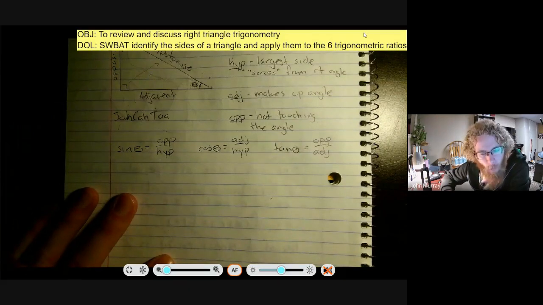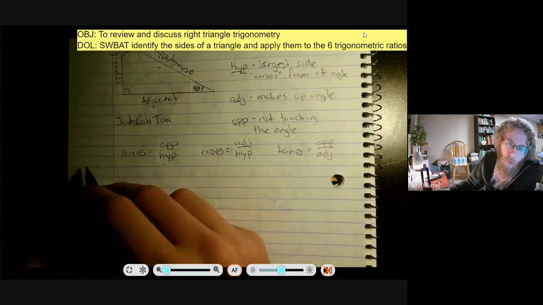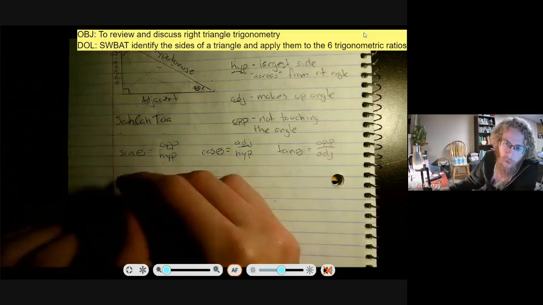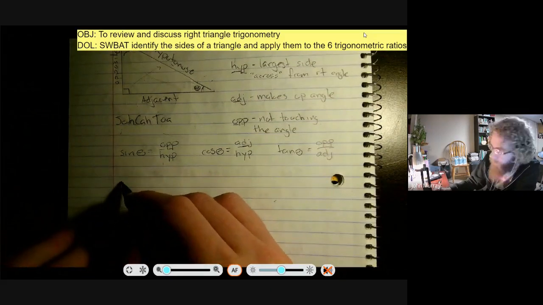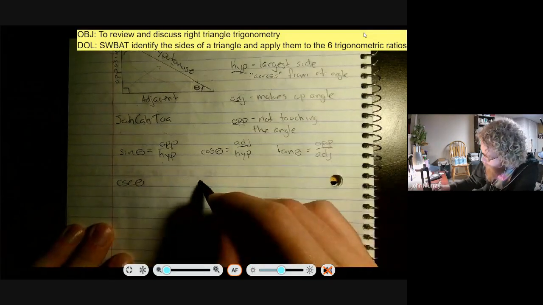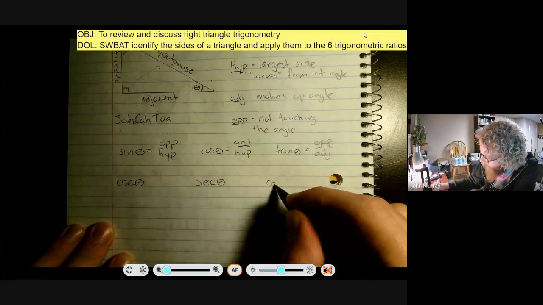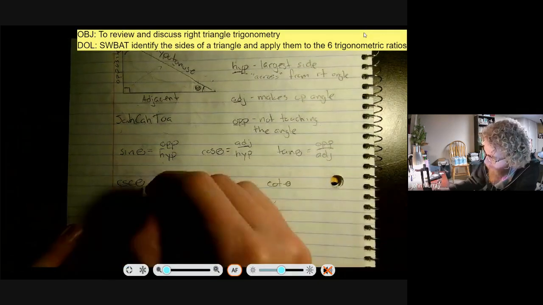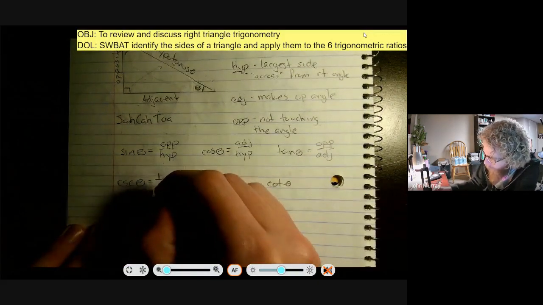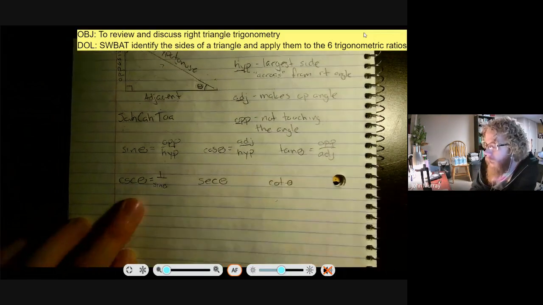But now that we're in precalculus, we're going to take it a step further. I told you that we have the 3 others: cosecant, secant, and cotangent. Now remember from yesterday, cosecant is the inverse or the reciprocal of sine.